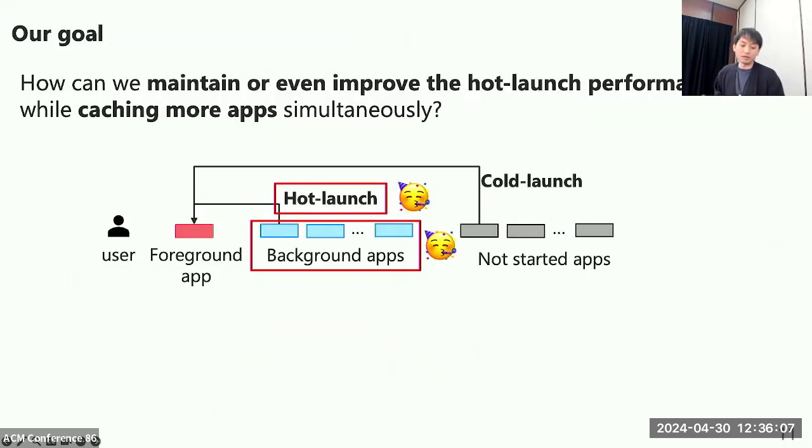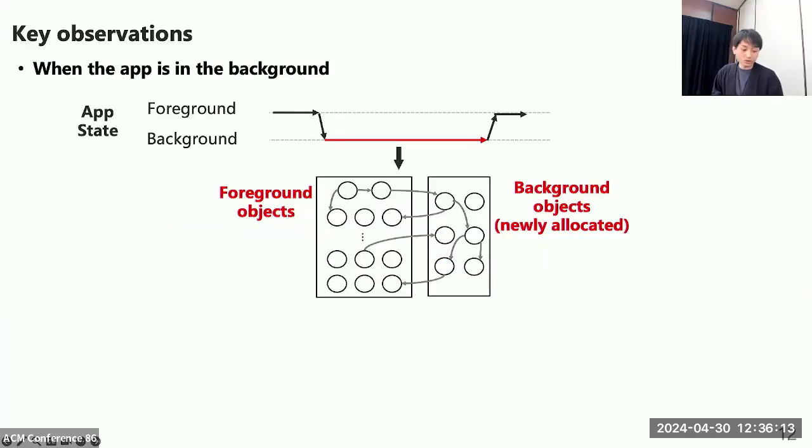So the goal of our paper is to maintain or even improve the hot launch performance while caching more apps simultaneously. To achieve our goal, we first examine the distinct states of objects before and after switching an app to the background. We can categorize all objects into two types: the foreground objects and the background objects. The former are those allocated when the owner app is in the foreground state, and the latter are those allocated when the owner app is in the background state. So at the moment that an app switches to the background, all existing objects are considered foreground objects, and all newly allocated objects after the switching are classified as background objects.